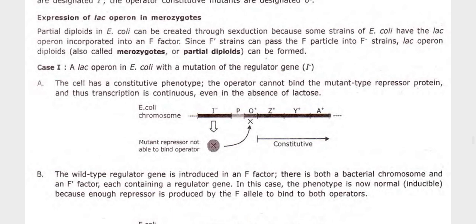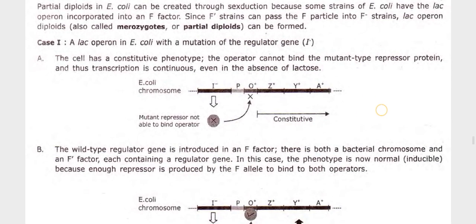So, case 1. A lac operon in E. coli with a mutation of the regulator site is shown. The cell has a constitutive phenotype. The operator cannot bind the mutant repressor protein and thus transcription is continuous even in the absence of lactose. Then the E. coli chromosome is there. Mutant repressor not able to bind operator, constitutive.